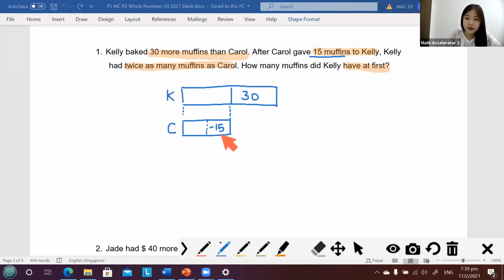Okay, so take it away and then give it to Kelly. So we're going to add on to Kelly's model here, plus 15. Okay, so we're following the question to add on to our model. Now after the 15 was given to Kelly, Kelly now has twice as many muffins as Carol. Can you tell me in the chat, how many units does Kelly have now compared to Carol?